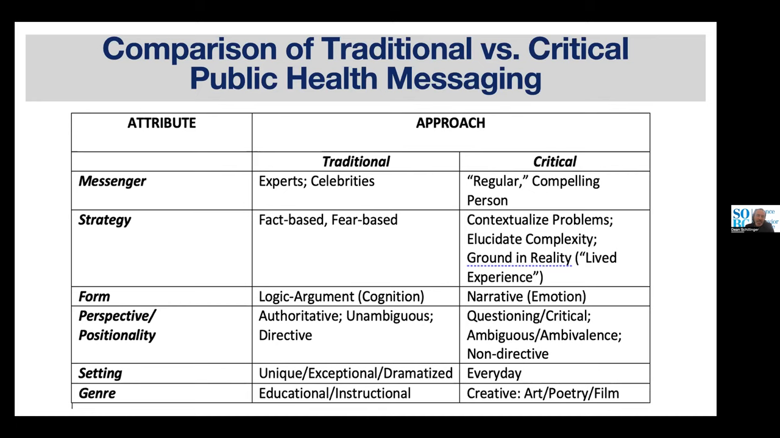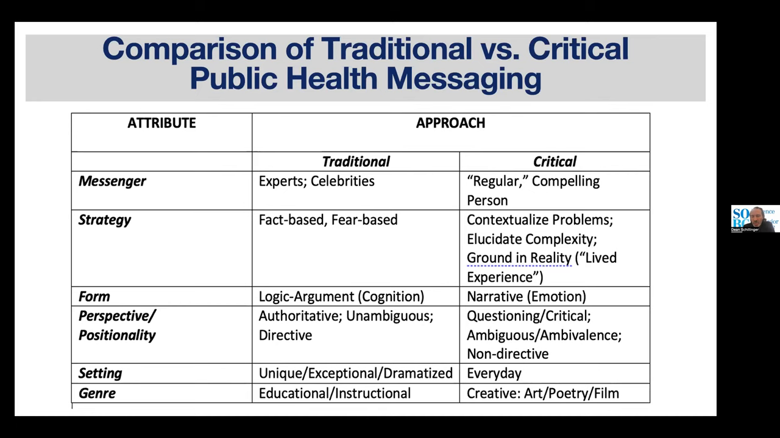The settings for traditional communications tend to be unique, exceptional, and dramatized, whereas critical communication approaches tend to have everyday settings, as the one you saw here today. And the genres in traditional typically are educational or instructional, whereas in critical approaches, they tend to be more creative through the use of art, poetry, and film.